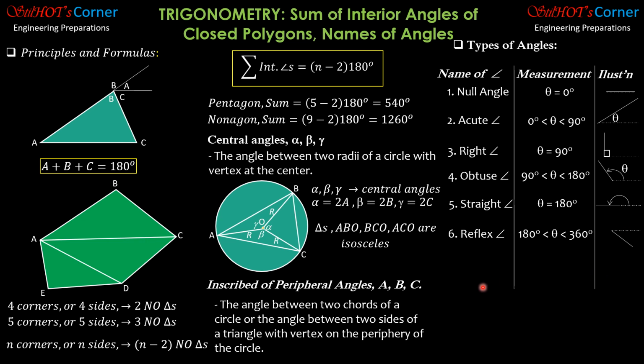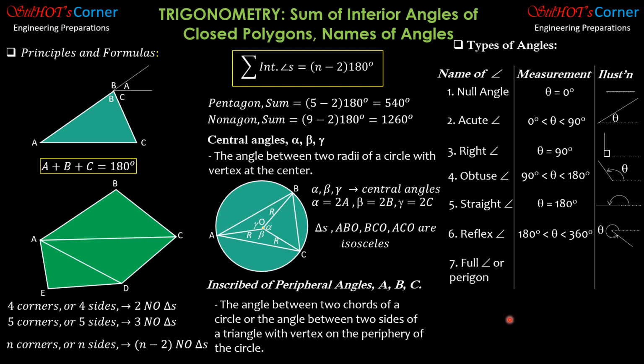Then the full angle or perigon, when the measurement theta is exactly 360 degrees. The illustration would be like this, but the solid line should be below. So that's the initial line, and that's the terminal line, ray, or side, and that's 360 degrees. We call that a full angle or perigon.